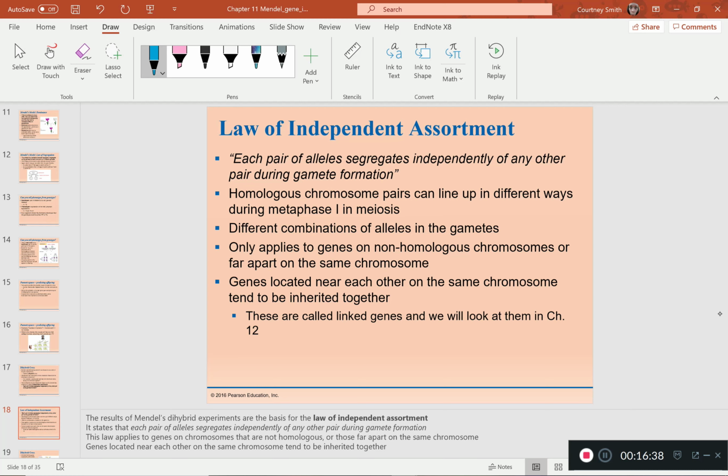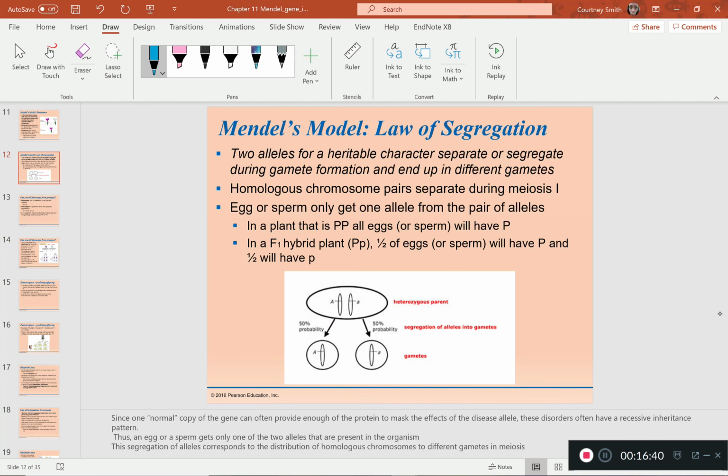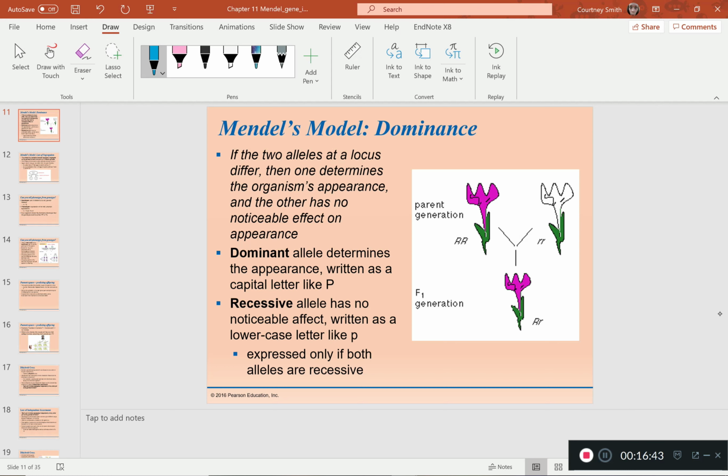And then we have the law of dominance. So the law of dominance is where you have two alleles located in the same place on the chromosome, and then one will determine what it looks like. So as we saw previously with the purple and white, we saw completely dominant and completely recessive. So in order to get a recessive phenotype, you have to have two little a alleles in order for it to be expressed.